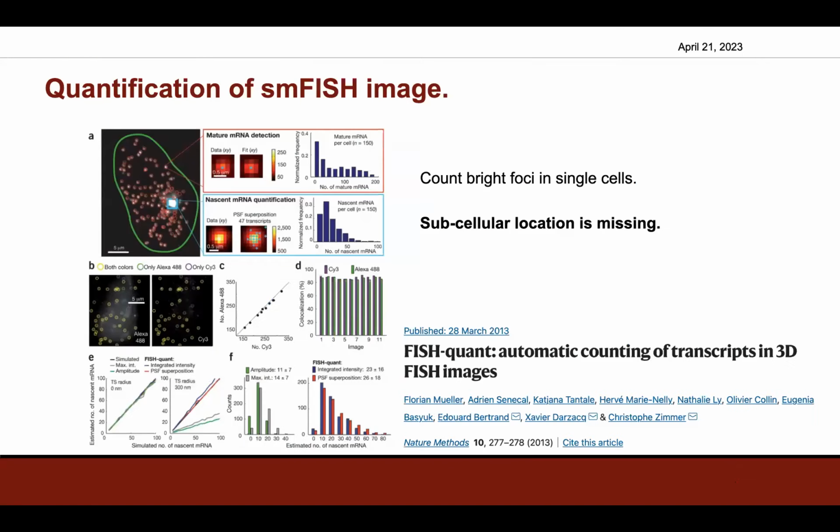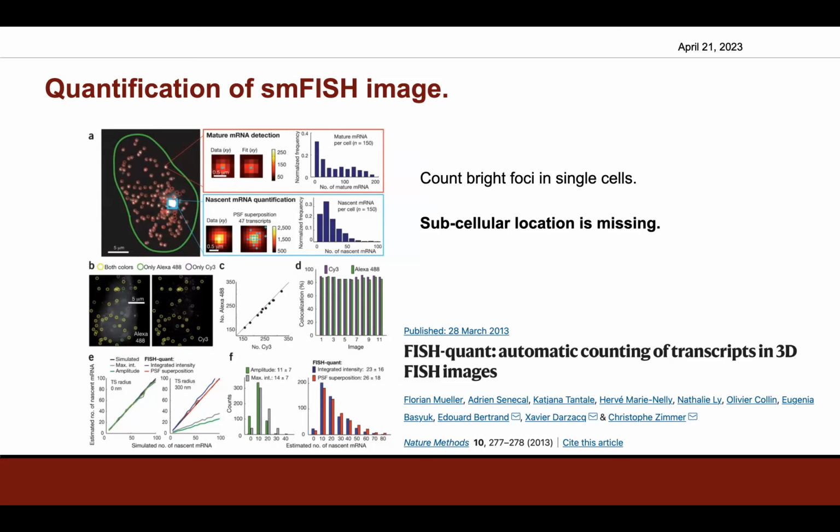All right, after talking about these cutting edge tools, let's go back to the regular, very simple single molecule FISH images. For the quantification of these FISH images, there are several tools available. Usually scientists or biologists pay more attention to the expression levels, in other words, how many dots you can see inside each individual cell. There is an open source platform called FISH-quant, which can help you count the bright spots from the FISH images.